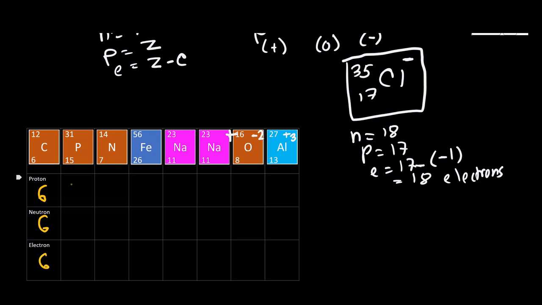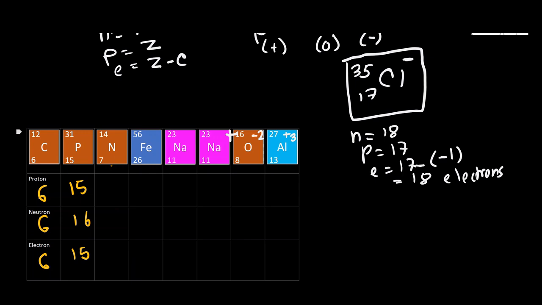Let's do for phosphorus. What is the number of protons? 15. What about the neutrons? That's 31 minus 15, which is 16. What about electrons? Well, we know that electrons is the same as the number of protons, which is also going to be 15.